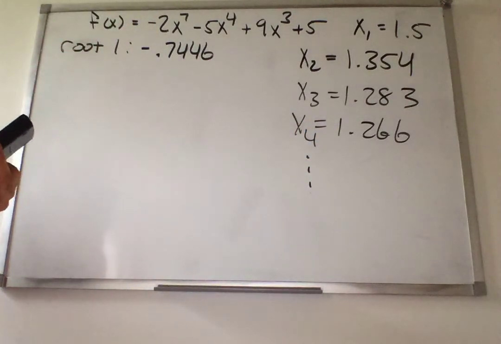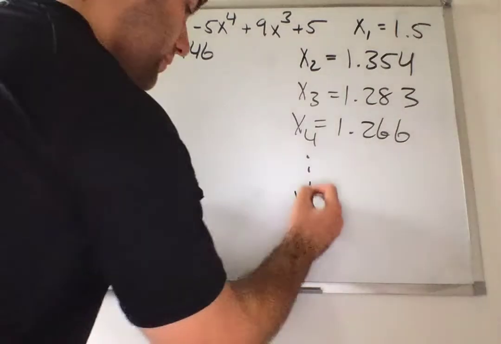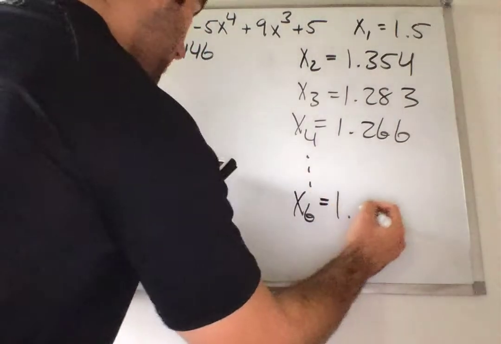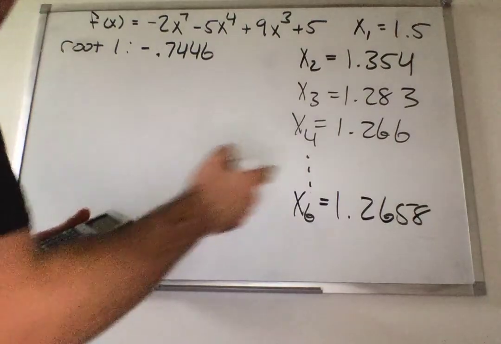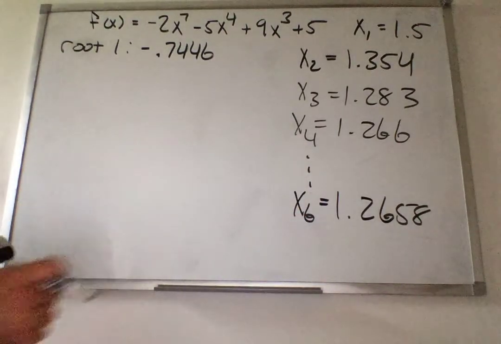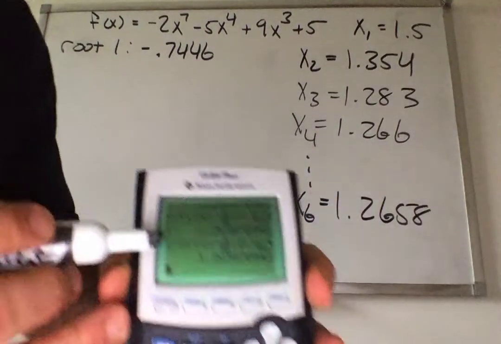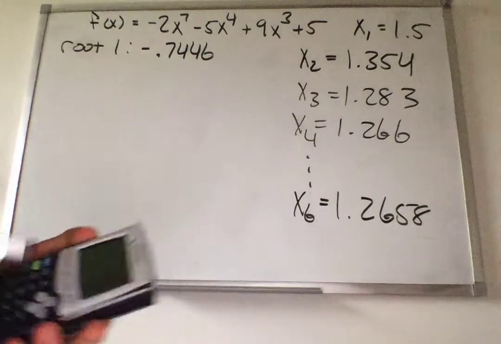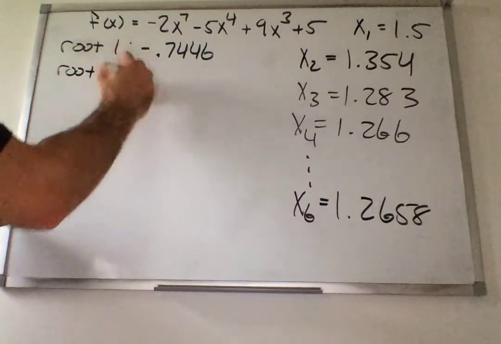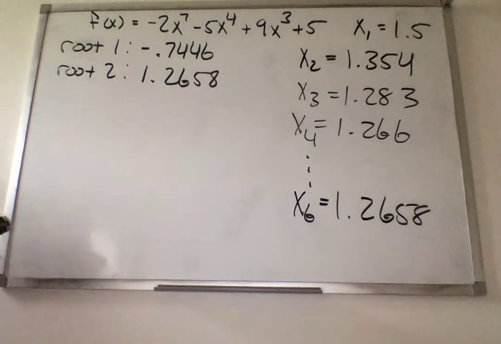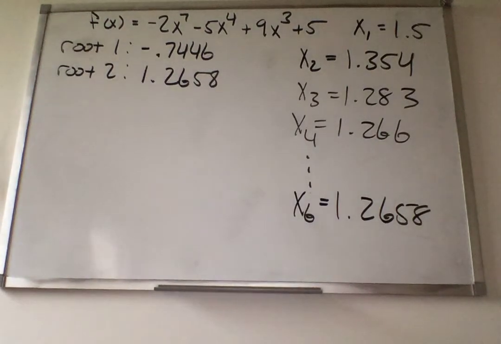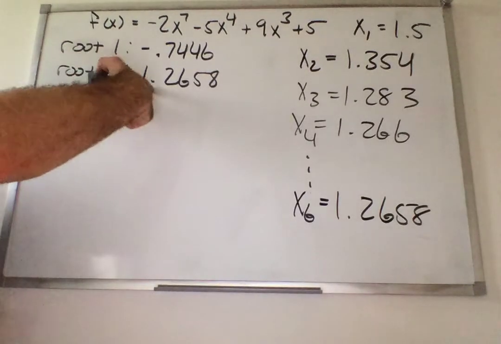And just keep hitting enter. So 5, 6. After 6 iterations, it stays the same. 1.2658709, so on, so on, so on. But we just found another 0 because the 5th iteration is exactly the same as the 6th iteration. So root 2 is 1.2658. Now you could pick other values on that interval. However, they're going to converge to this value here.